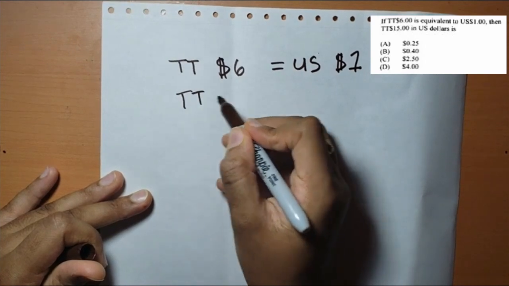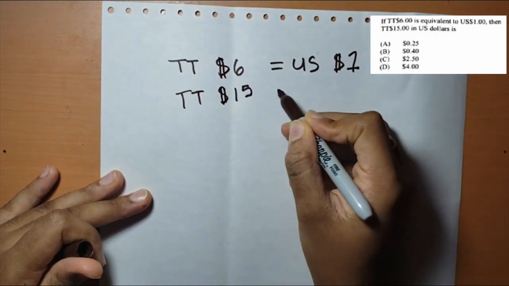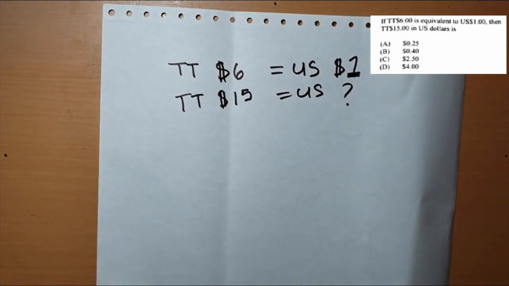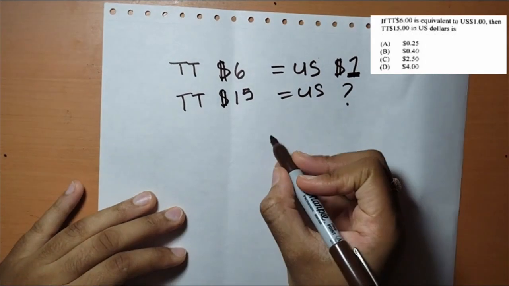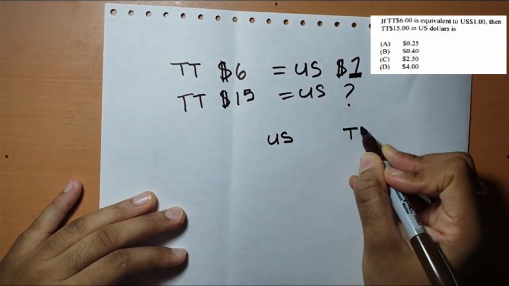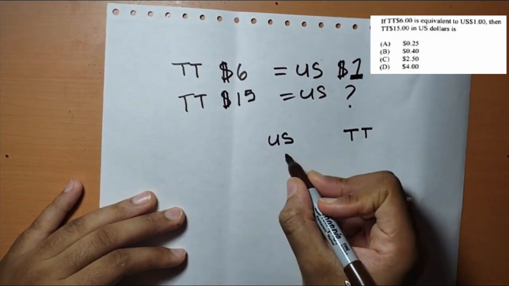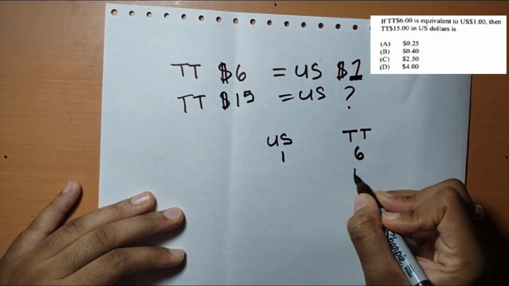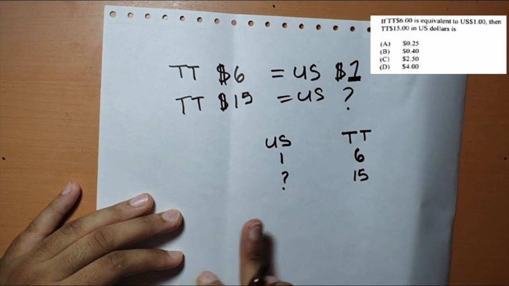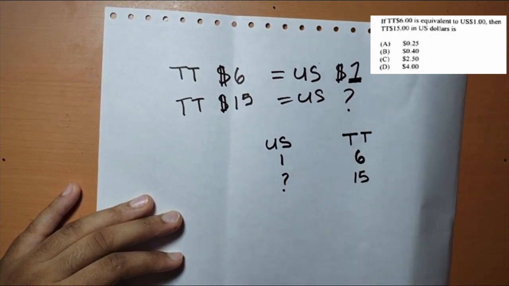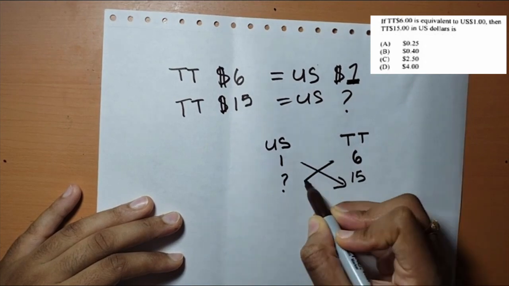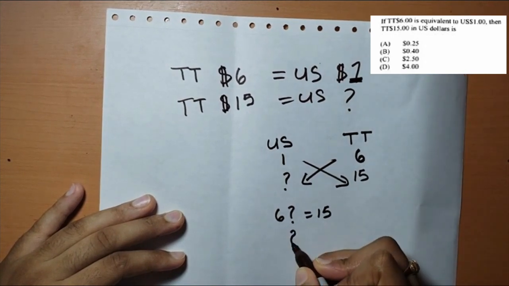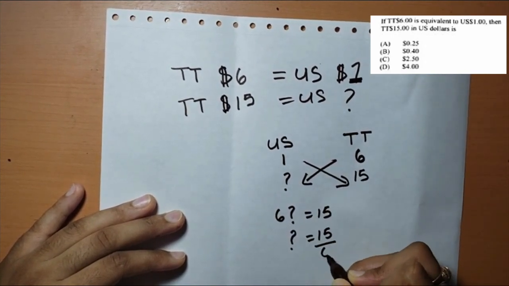then TT $15 in US dollars is what? This is 1, not 7, I'm sorry. Okay, so we're going to have to cross multiply, but we can set it out like this. So you have US and TT. I prefer to put the 1 with the 1 on this side, just my preference, but it doesn't matter. And then we would have the 15, because we're trying to find the US equivalent of 15 TTD. So the way we do this is by cross multiplying. So you have 6 times question mark is equal to 15. Question mark is equal to 15 divided by 6.